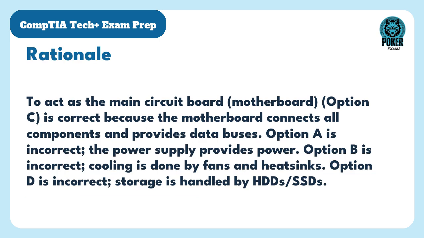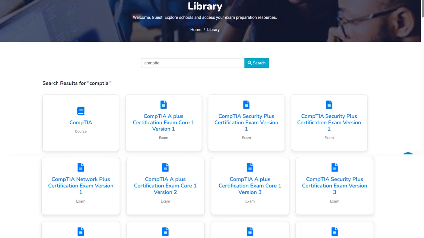Rationale. To act as the main circuit board, motherboard, option C, is correct because the motherboard connects all components and provides data buses. Option A is incorrect. The power supply provides power. Option B is incorrect. Cooling is done by fans and heat sinks. Option D is incorrect. Storage is handled by HDDs/SSDs.